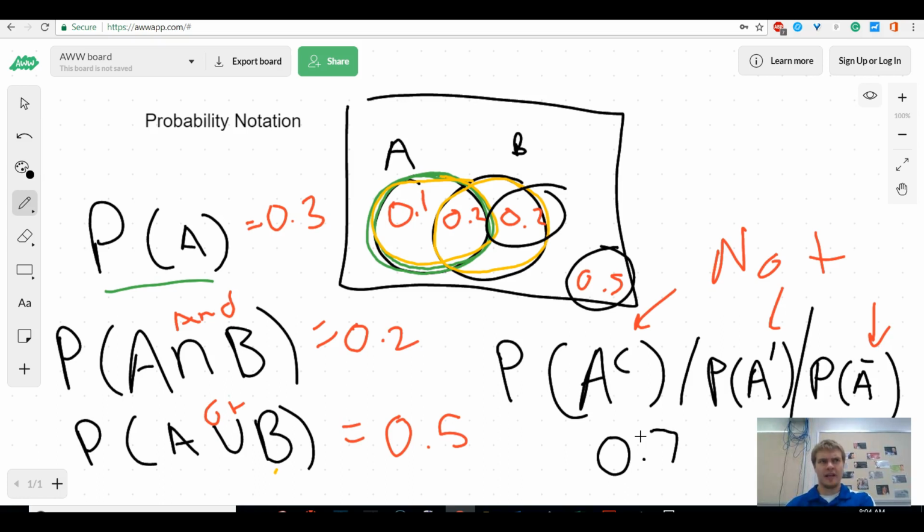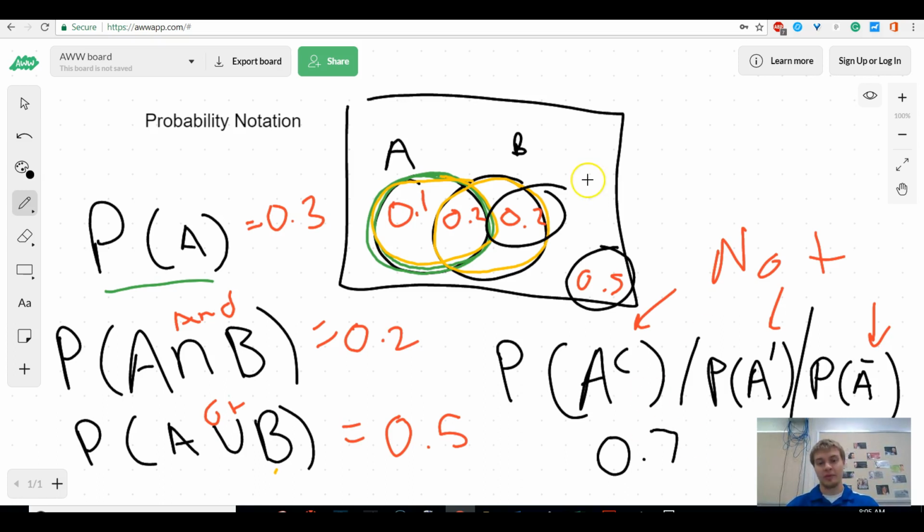One thing you should notice is that A and not A add up to be 100%. And that should make sense because if you have one thing and you have the opposite of the other thing, that should make up everything. There's no way that something is neither A nor not A. It's either A or it's not A. So it has to add up to 100.